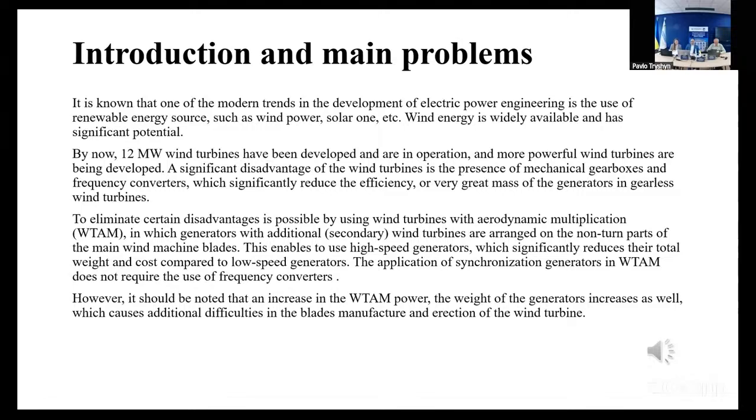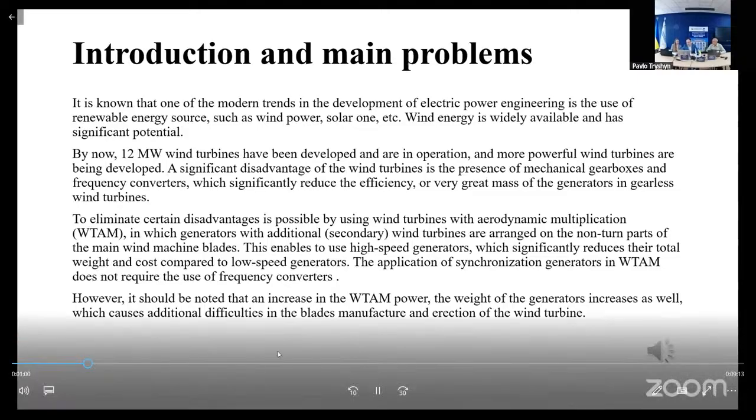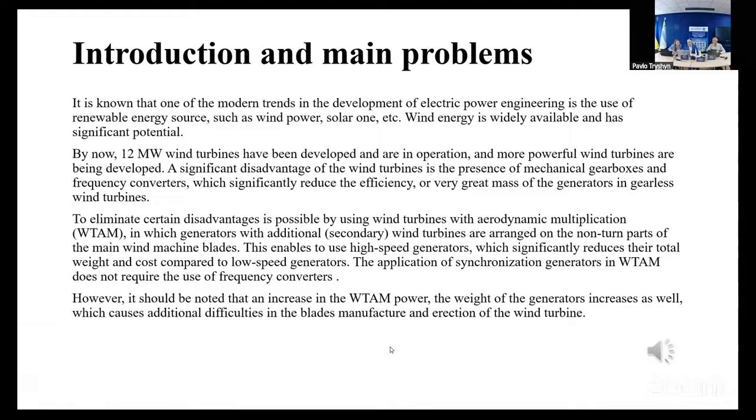A significant disadvantage of wind turbines is the presence of mechanical gearboxes and frequency converters, which significantly reduce the efficiency, or the very great mass of generators in gearless wind turbines. To eliminate certain disadvantages is possible by using wind turbines with aerodynamic multiplication, WTAM, in which generators with additional secondary wind turbines are arranged on non-turn parts of the main wind machine blades.